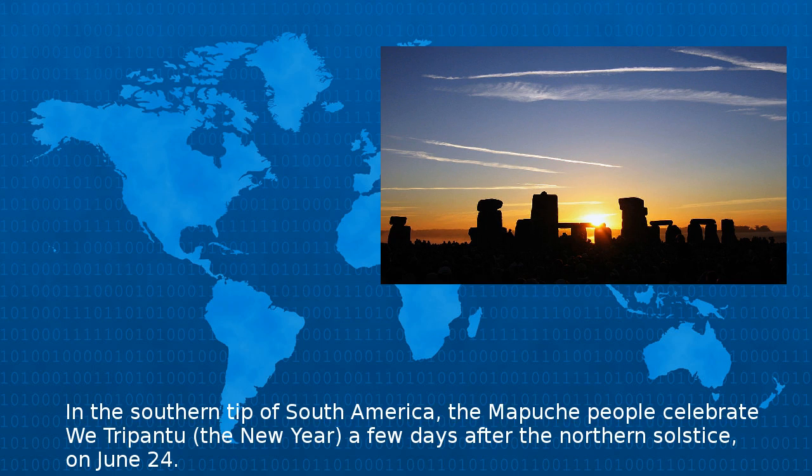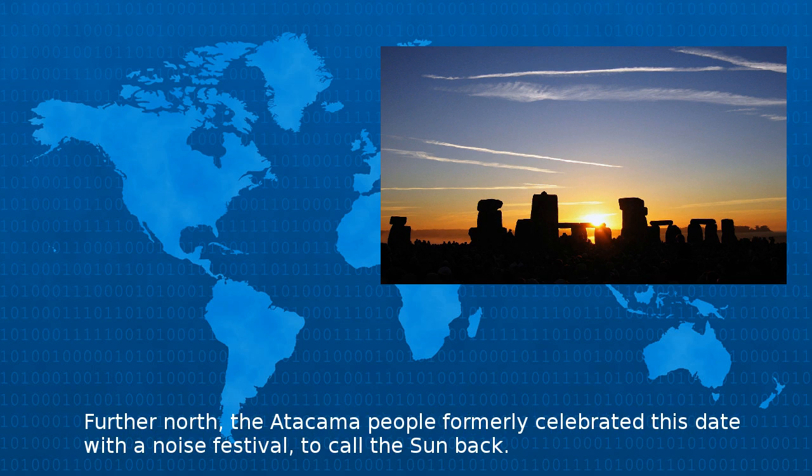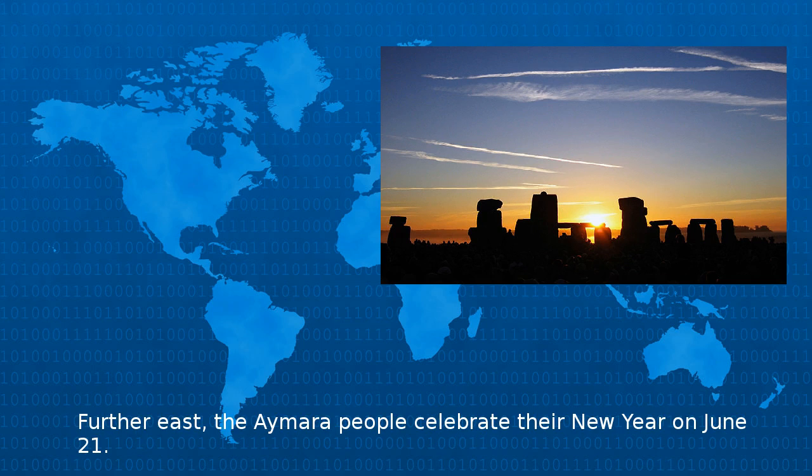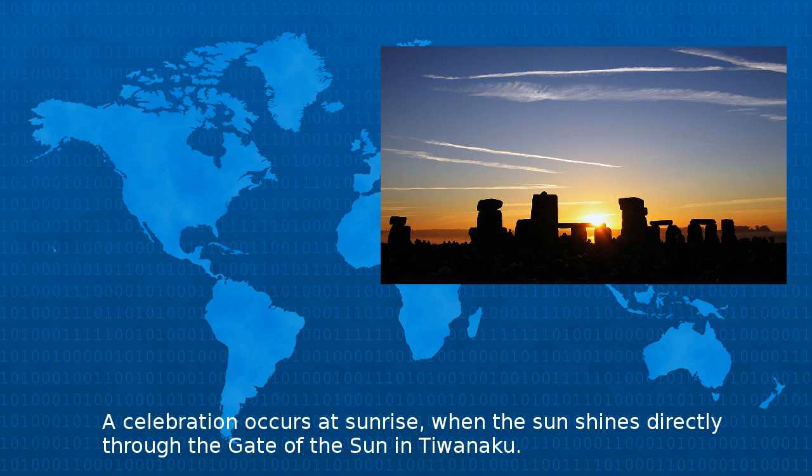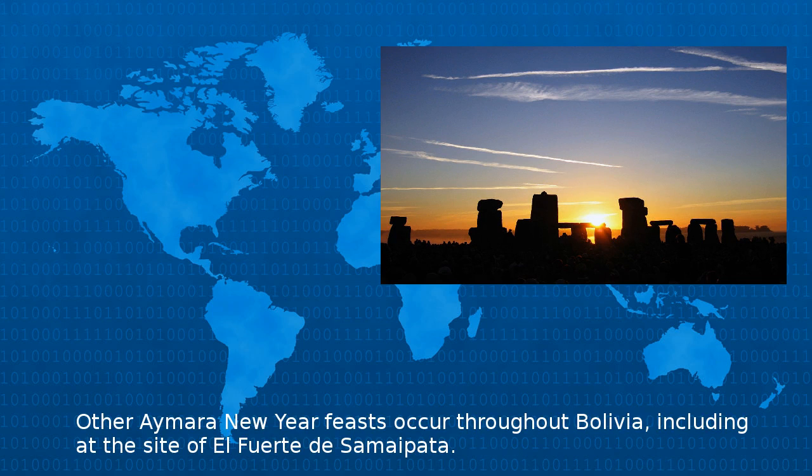At the midpoints between these four solar events, cross-quarter days are celebrated. In the southern tip of South America, the Mapuche people celebrate Huitripantu, the New Year, a few days after the northern solstice, on June 24. Further north, the Atacama people formerly celebrated this date with a noise festival, to call the sun back. Further east, the Aymara people celebrate their New Year on June 21. A celebration occurs at sunrise, when the sun shines directly through the Gate of the Sun in Tiwanaku. Other Aymara New Year feasts occur throughout Bolivia, including at the site of El Fuerte de Samaipata.